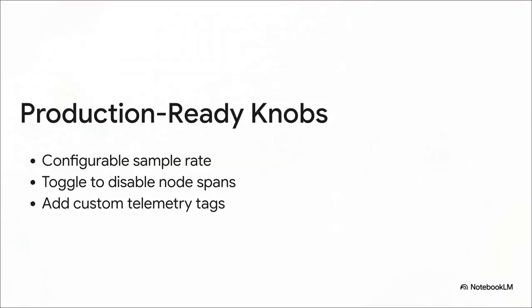And this isn't just some toy feature either. It ships with real production-ready knobs. You get a configurable sample rate, so if you process millions of executions, you don't completely overwhelm your collector. You can toggle off node spans if you only care about the high-level workflow data. And most importantly, there's a brand new section right inside the node settings panel where you can add custom telemetry tags. So you can actually inject custom execution data or specific parameters directly into your traces, which gives you incredible context when you're looking at those waterfall charts later.